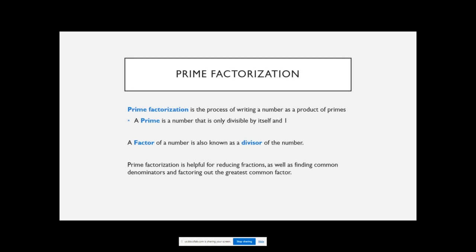Another vocabulary word you need to know is factor. So that comes in the word factorization, and factors are numbers that divide into another one, or they're also called divisors. So 2 is a factor of 6 because 2 divides into 6. So when we do prime factorization, we're looking for prime numbers that divide into a larger number. That's what this is. And so we use this for reducing fractions.